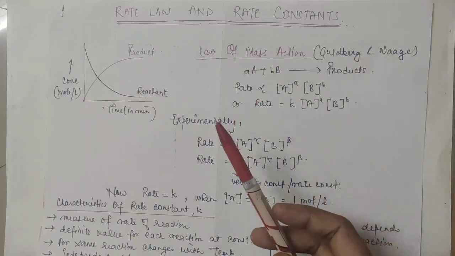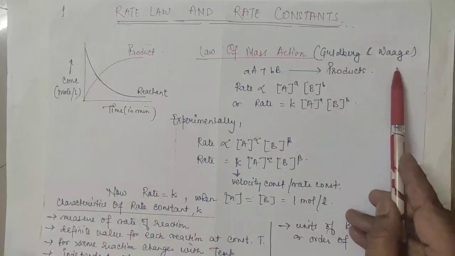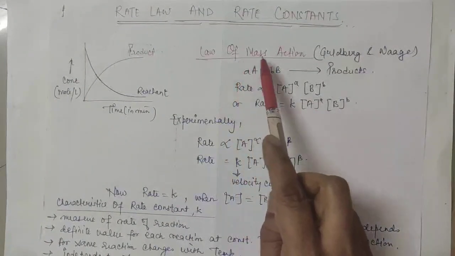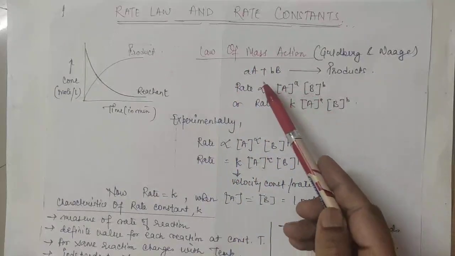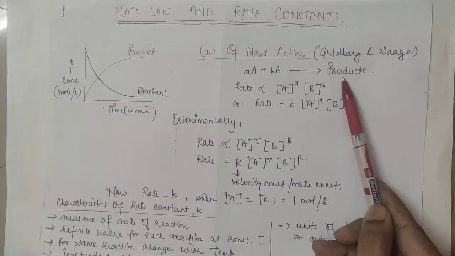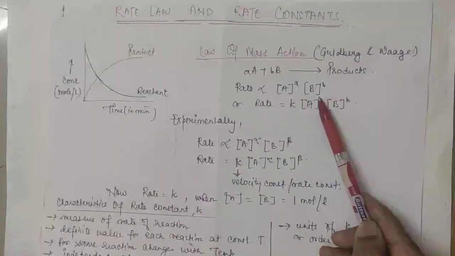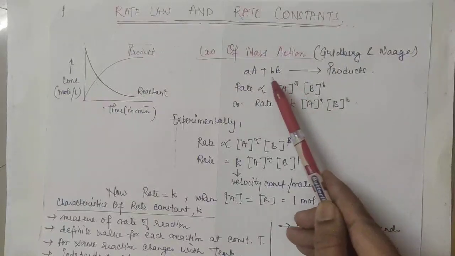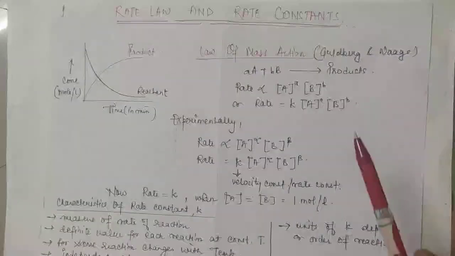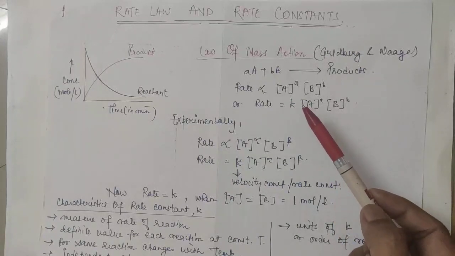Now, the effect of concentration on the rate of reaction was first studied by Guldberg and Waage, and they put forward a result known as the law of mass action. According to it, for any arbitrary reaction, suppose A plus B finally converting into products, the rate of the reaction is directly proportional to the product of the concentrations of the reactants raised to their stoichiometric coefficients. This is the law of mass action. Removing the proportionality sign, we get a constant which is known as the rate constant.